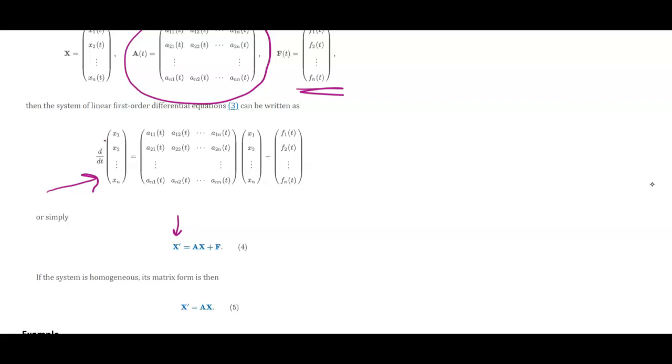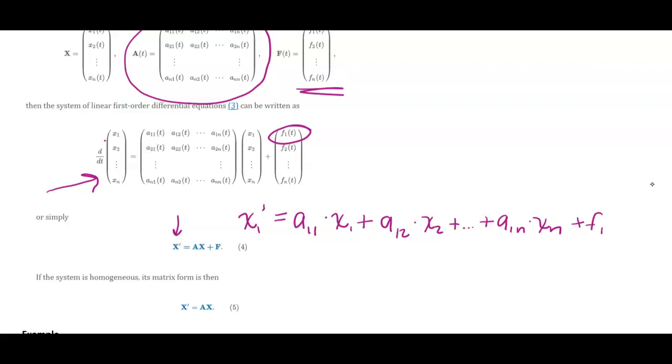So what this first row would be is x1 prime is then equal to, and then you multiply that first row column input by x1, and then the second one by x2, and then you keep doing that so on and so forth until you get to that nth one times xn. And then if we do have a non-homogeneous situation, then you'd have plus f1 of t. And that's going to go all the way down to that nth dimension, like we said.